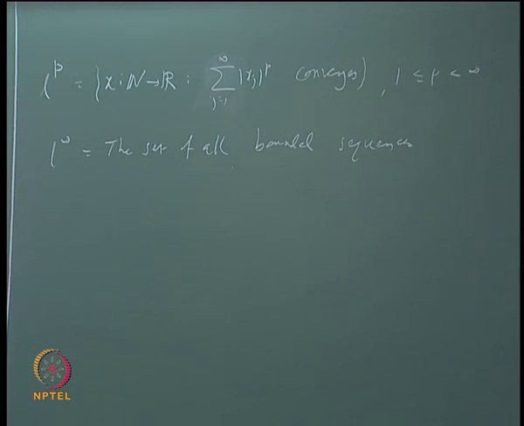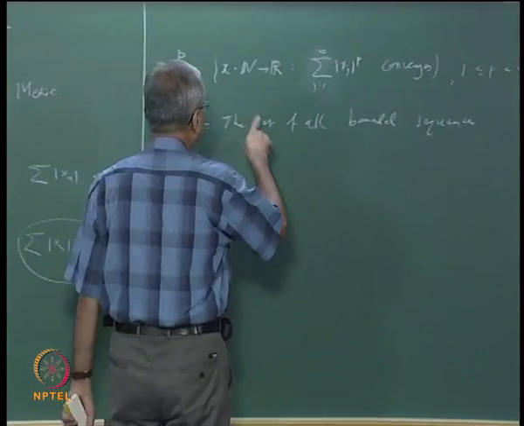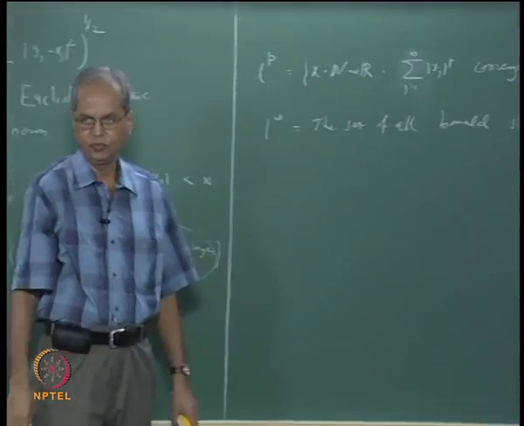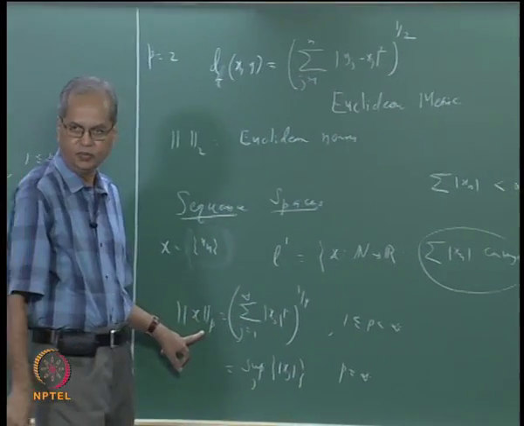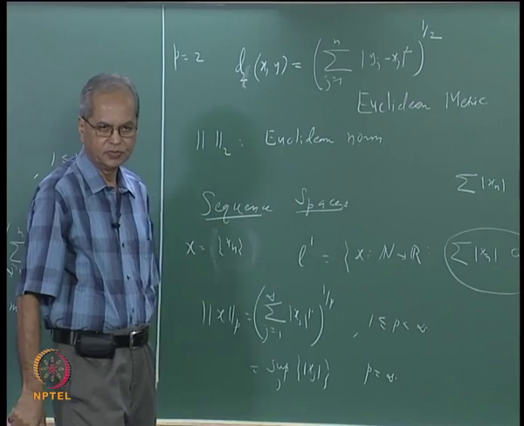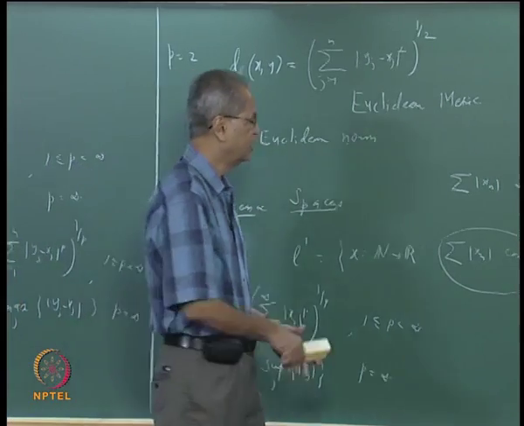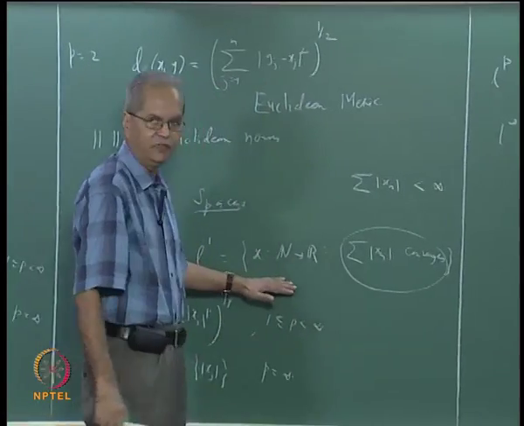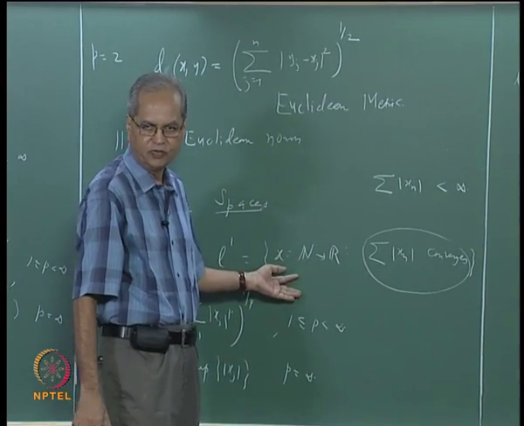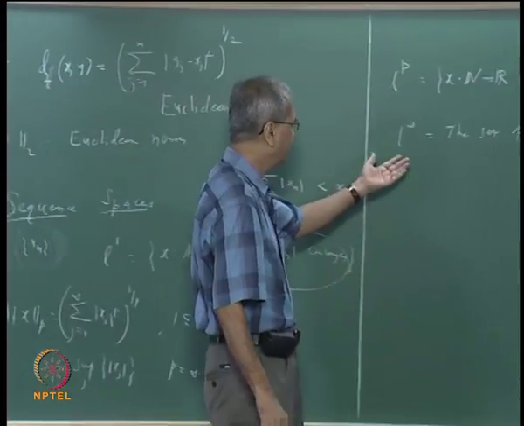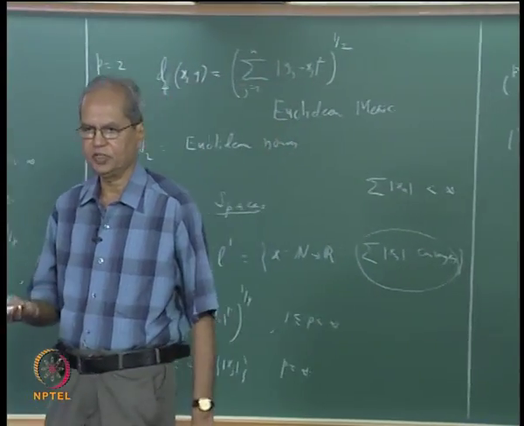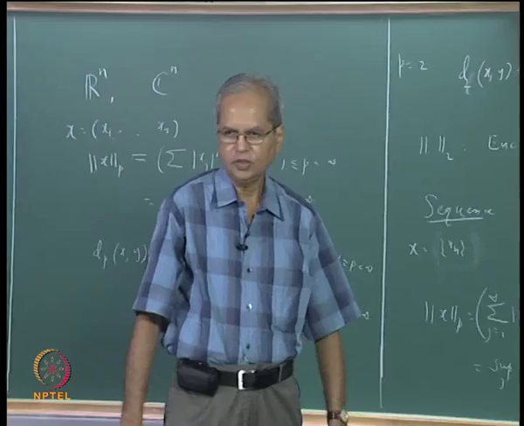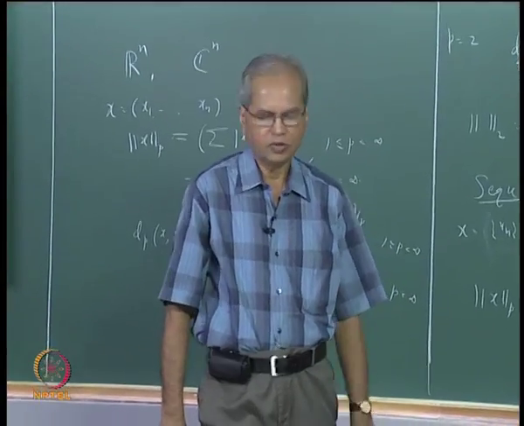Now we have to verify that each of these is a vector space and that this defines a norm on it, then only that will become a metric space. Now that is easy, for example in L1 we have already verified, when p is equal to 1. Similarly for p equal to infinity, that is easy, suppose xn and yn are two bounded sequences, then xn plus yn is also a bounded sequence.